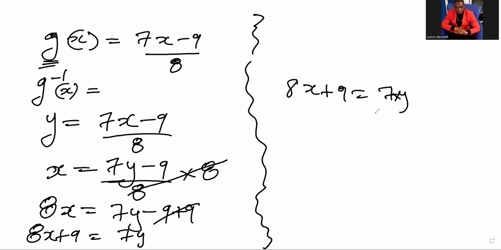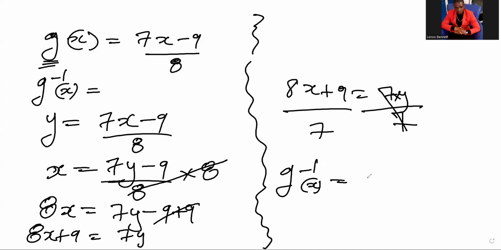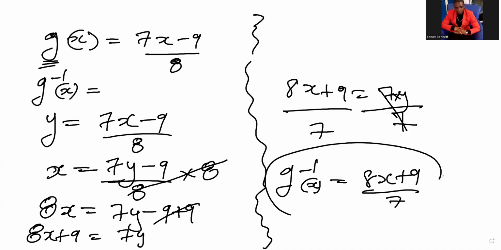So I'll finish it down the same. And then these are times, what's the opposite of times? Divide. So the inverse of g of x is equal to 8x plus 9 over 7.